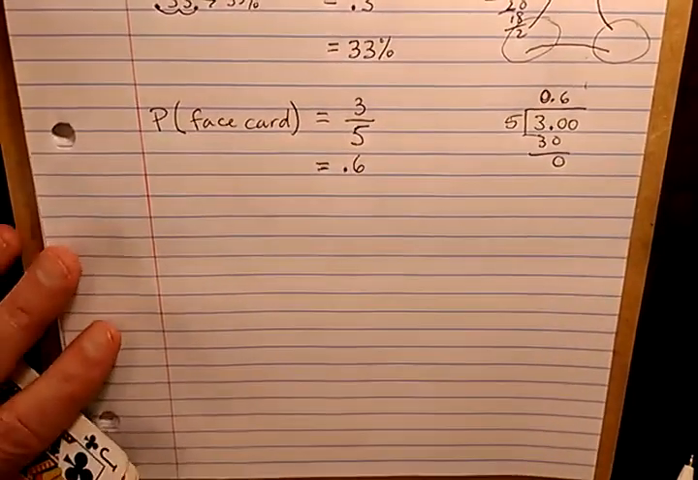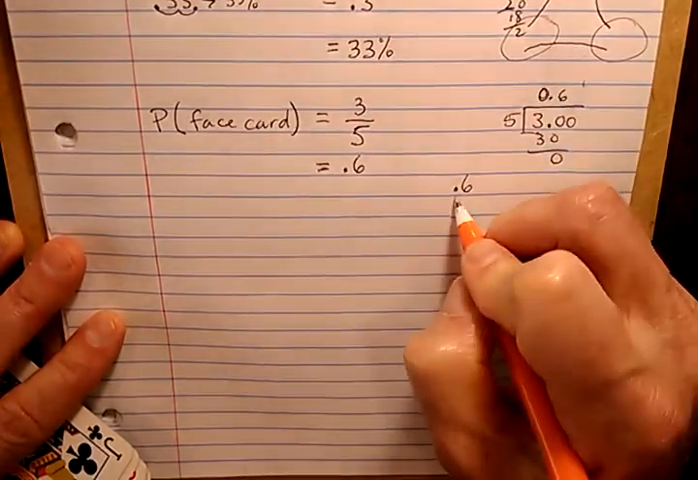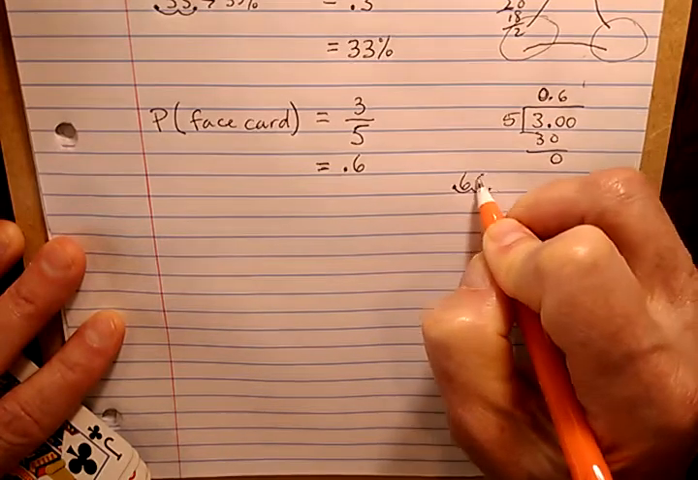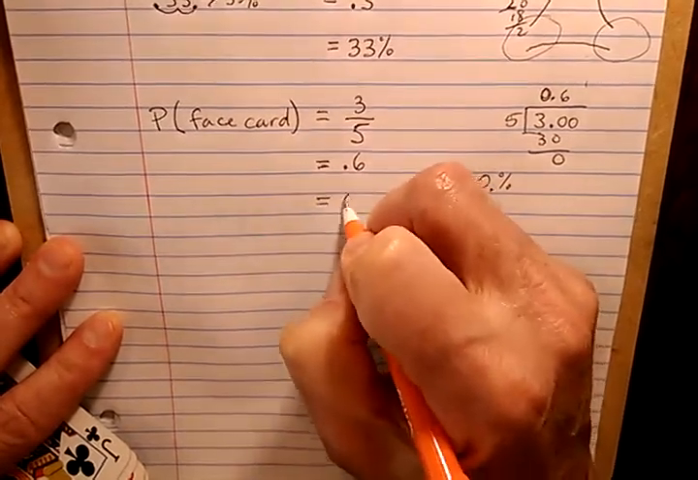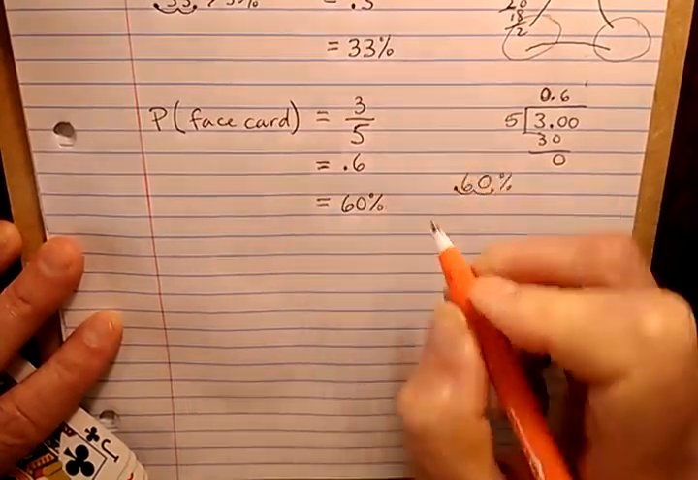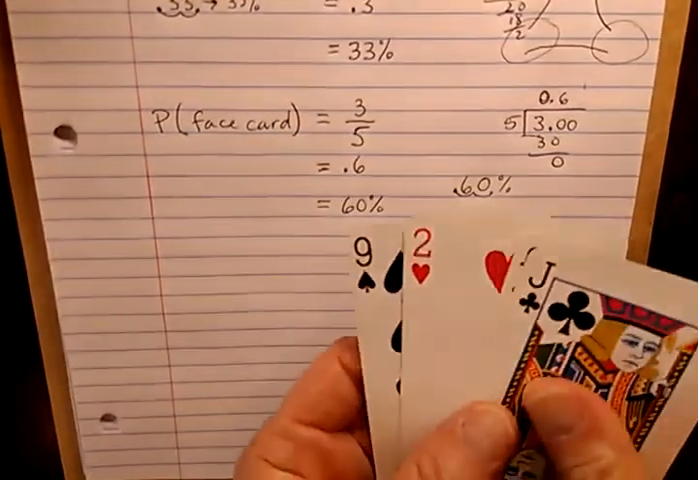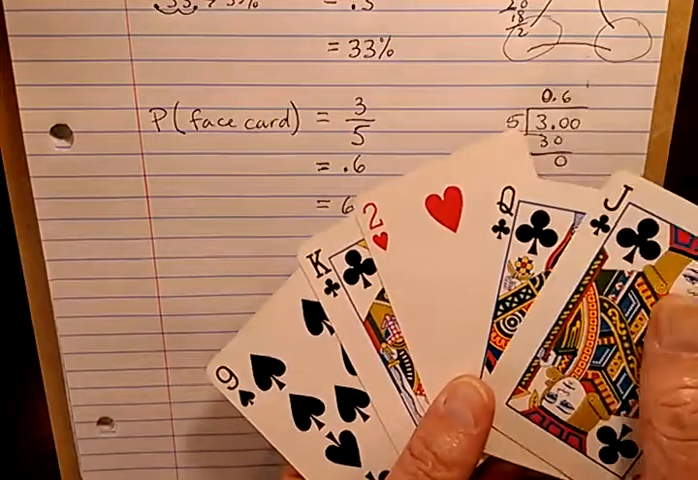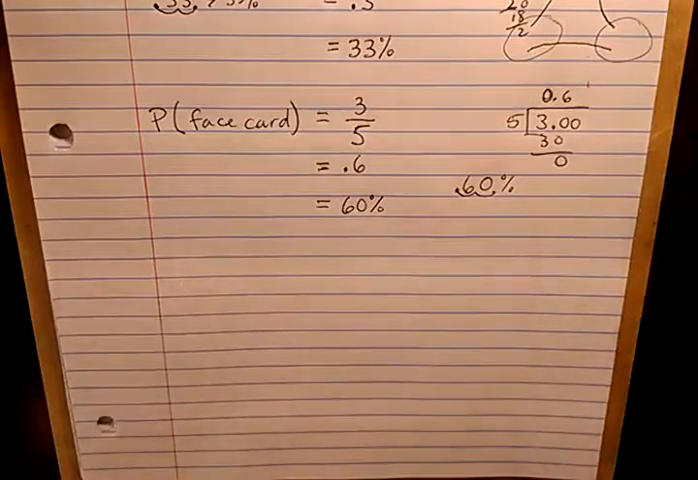Can we change that to a percent? Let's see, 0.6 changed to a percent. We need to move the decimal 1, 2 places to the right, so then we put a 0 in there. 60%. So 60% chance of getting a face card in this situation where the 5 cards are there, 3 of them are face cards. That means you have a 60% chance of choosing a face card.